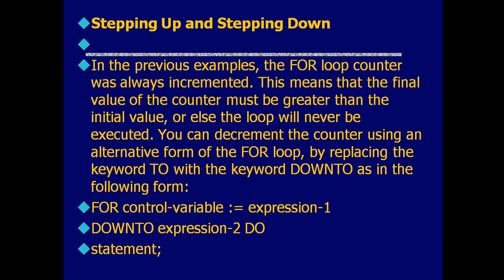Stepping up and stepping down. In the previous example, the for loop counter was always incremented. This means that the final value of the counter must be greater than the initial value, or else the loop will never execute. You can decrement the counter using an alternative form of the for loop by replacing the keyword to with the keyword downto, as in the following form. For control variable := expression 1 downto expression 2 do statement.